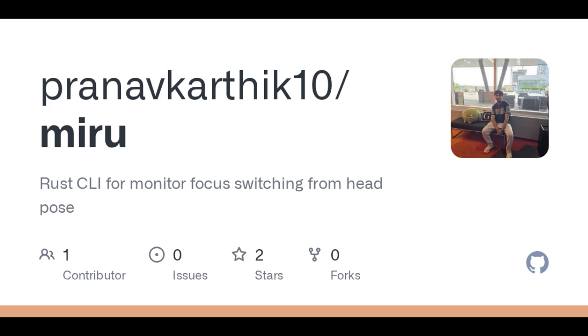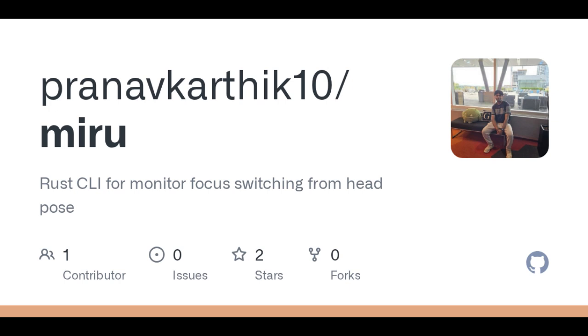And here's the thing, this runs on consumer hardware. No Tobii eye tracker. No infrared sensor. No $300 peripheral. Just the webcam you already have sitting on top of your monitor. But what does Miru actually not do? This is where honesty matters.